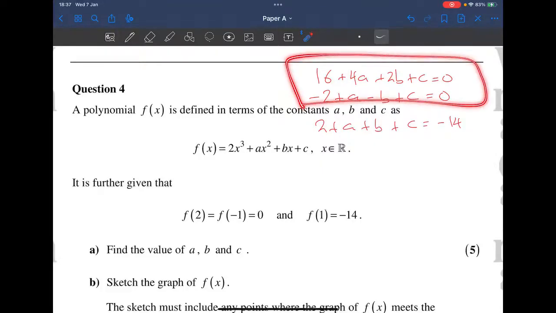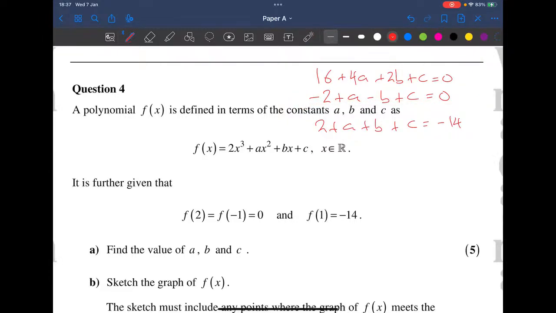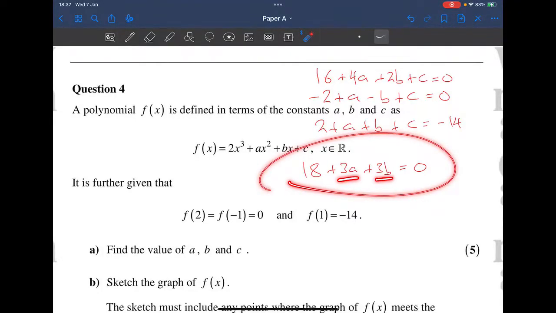Let's go to the top 2, and we're going to subtract one from the other. So doing that, I'm going to have 16 take away negative 2 gives me an 18. 4a take away a is going to give me 3a. 2b take away b gives me a 3b. And c take away c gives me a 0. And 0 take away 0 also gives me a 0. So that's now one equation with just a and b in there.